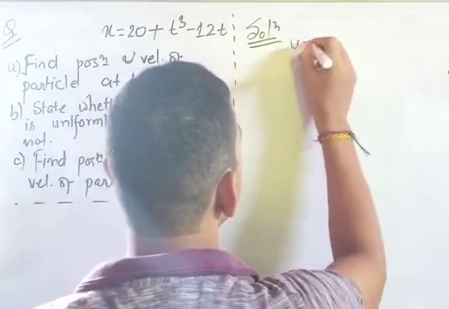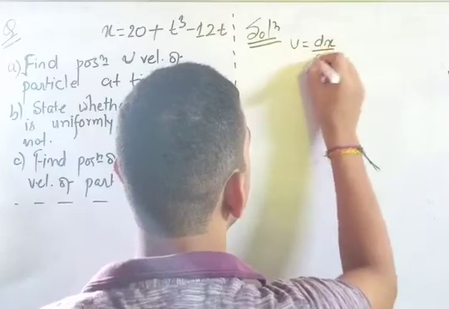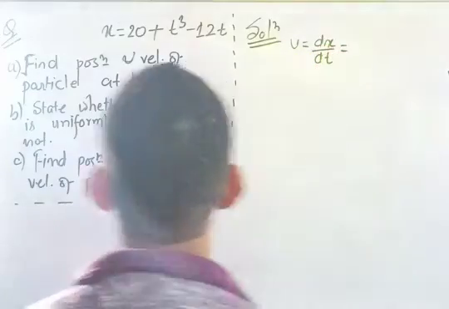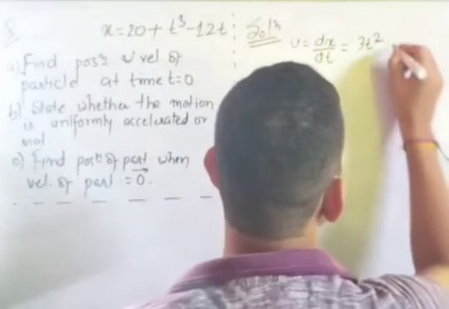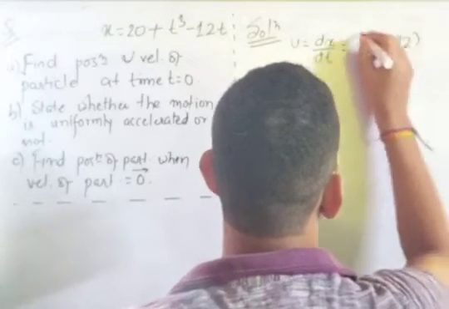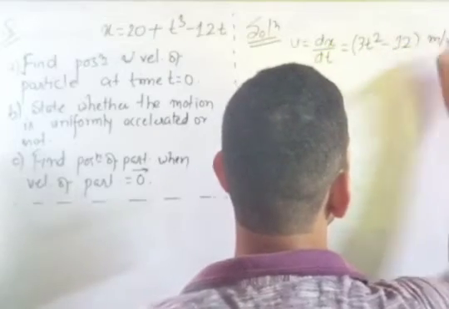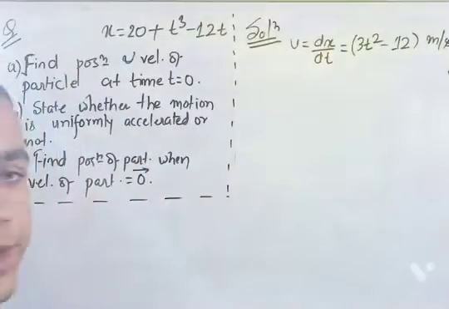So we have v is equal to dx upon dt. So we are getting 3t square minus 12, and this will be in meter per second. Now let's solve the first part.